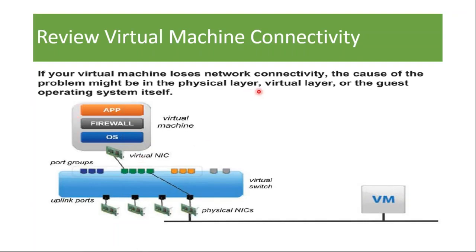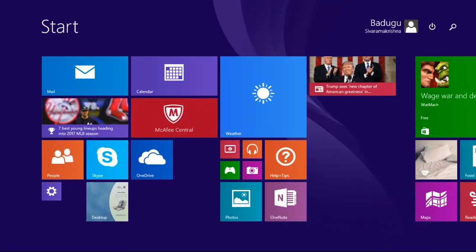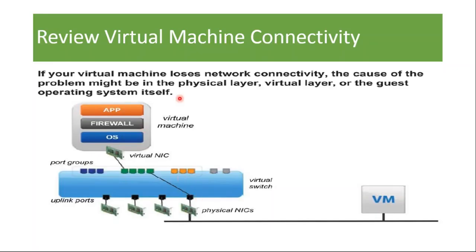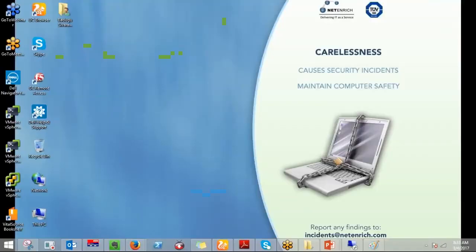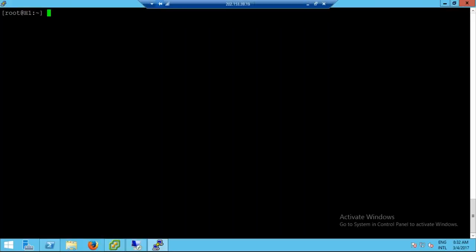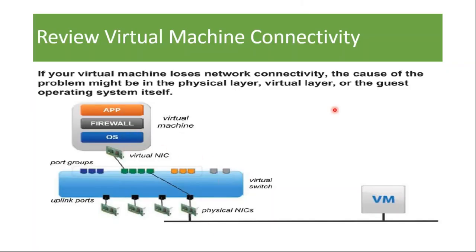If your virtual machine loses network connectivity, the cause of the problem might be in the physical layer, the virtual layer, or the guest operating system itself. Because your guest operating system contains a firewall, it might stop your network traffic. Using the guest operating system firewall, you can stop the network communication also. Any questions on this slide?